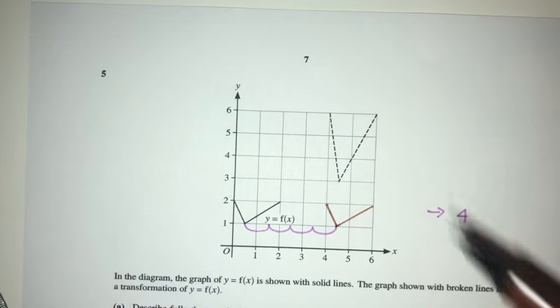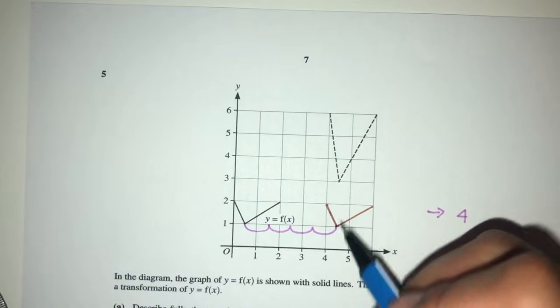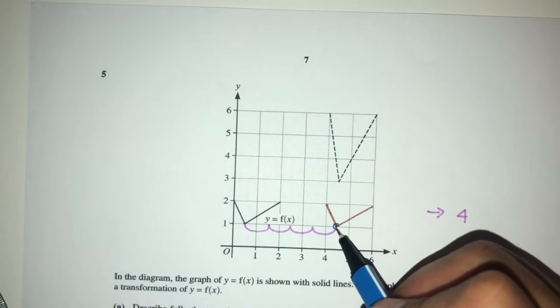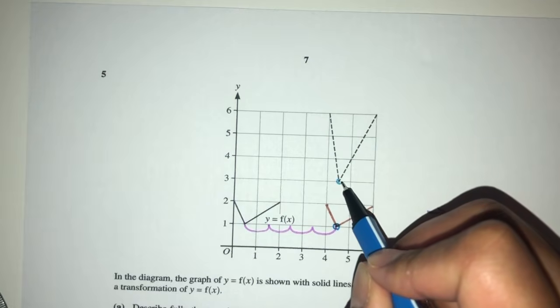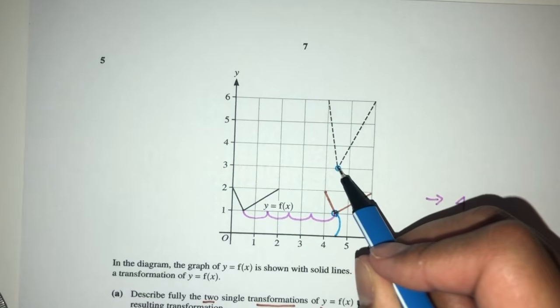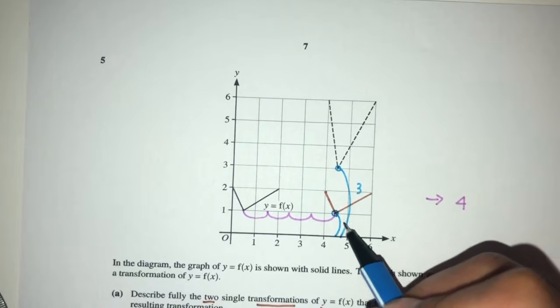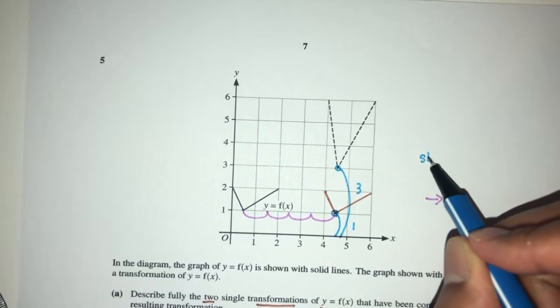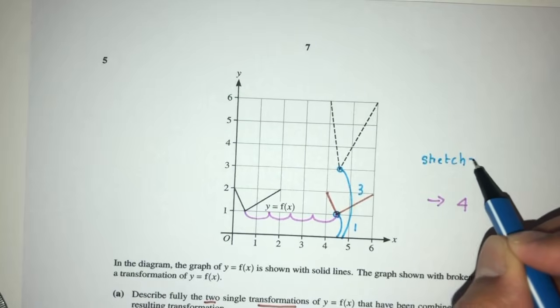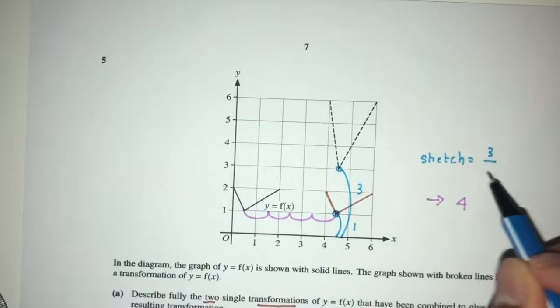So pretty easy. From this point, we can just choose, for example, this point to work with. This is the object, and this is the image. So the distance from the x-axis will be 1. The distance from this one to the x-axis will be 3. So 3, and this is 1. So the stretch factor will be the whole thing, 3, divided by the initial thing, 1.